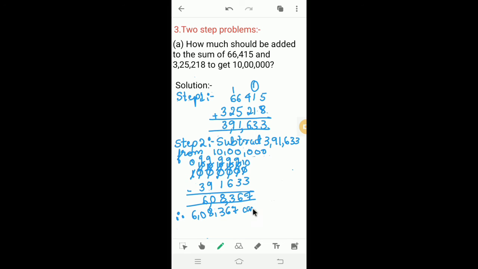Therefore 6,08,367 can be added to the sum of 66,415 and 3,25,218 to get 10 lakh.